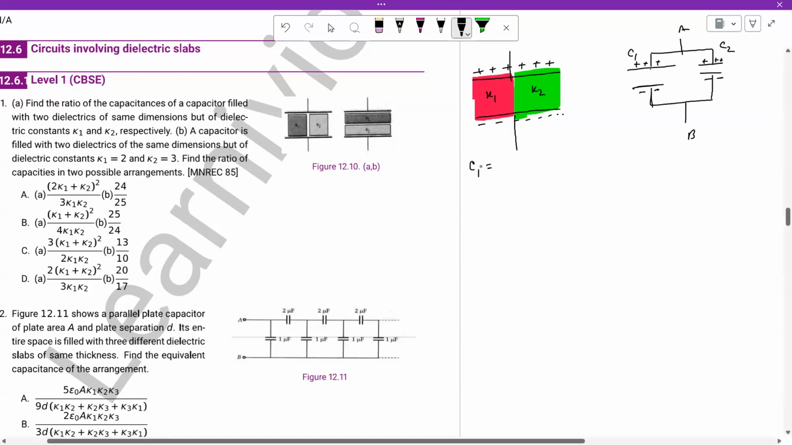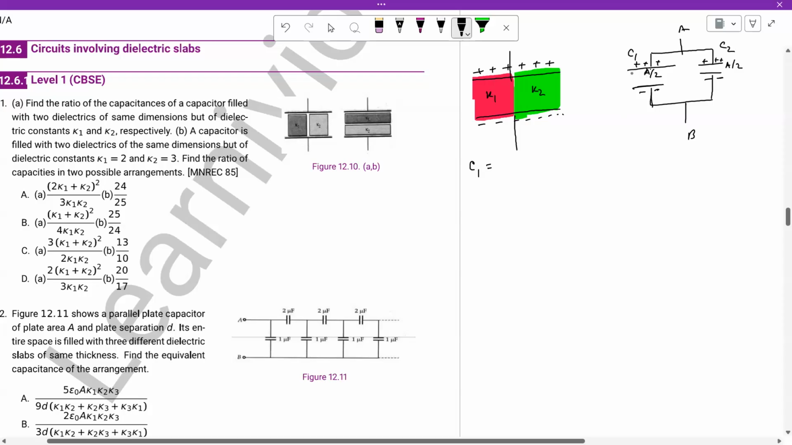So C1 would be, and you see the area of this. Let's say the total area is A. So this area would be A by 2, and this area would also be A by 2.